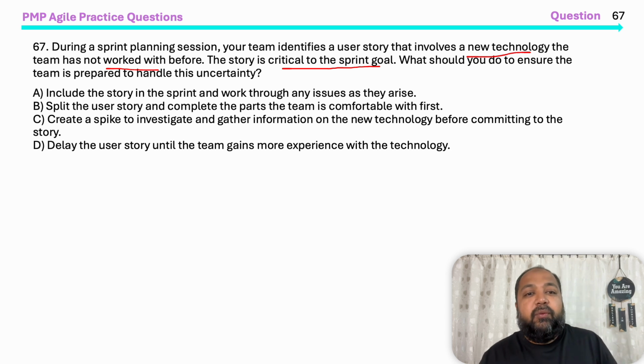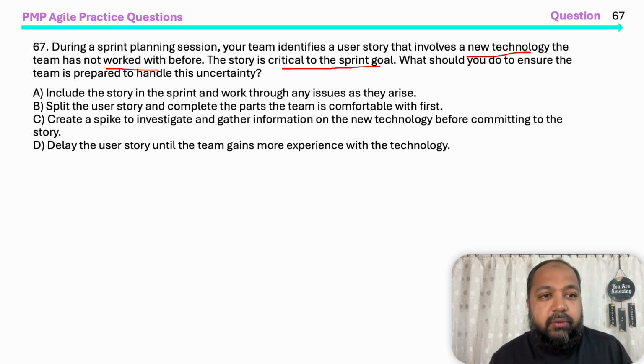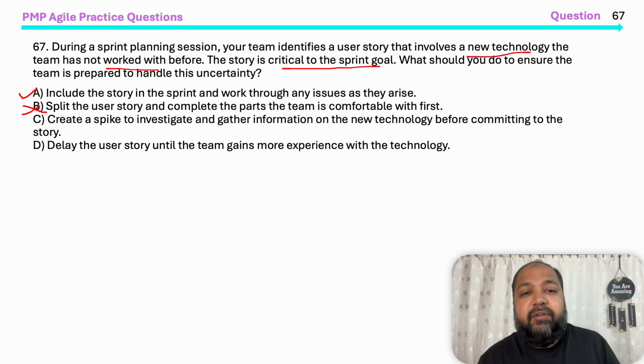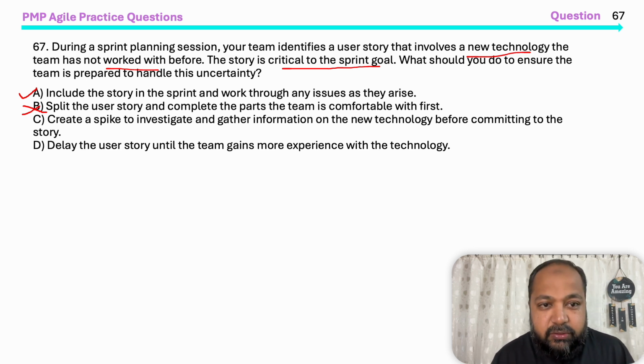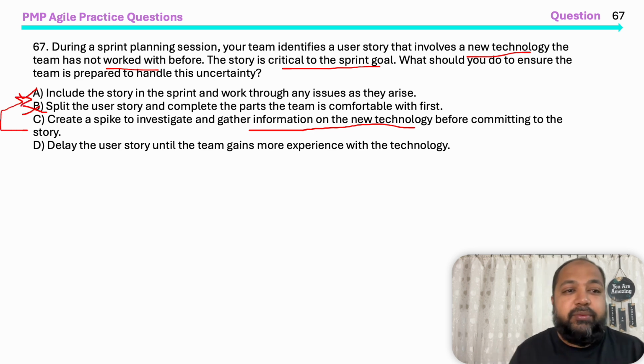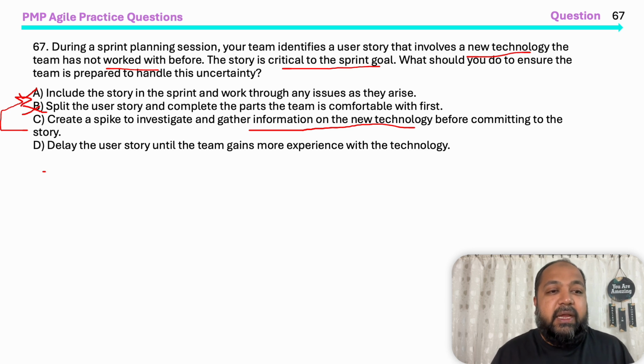Include the story in the sprint and work through any issues as they arise. Okay, we can include it and work on the issues. Split the story and complete the parts the team is comfortable with. What about the other parts? Splitting is fine, but you can't ignore the other parts. Create a spike to investigate and gather information on the new technology. See, this is good. Gather information on the new technology before committing to the story. That's very good. So you do C and then you commit it to the sprint. That's a better option. So C is preferred first, then A, because it's new technology.